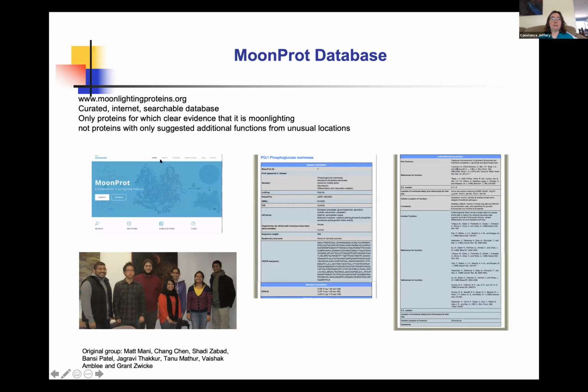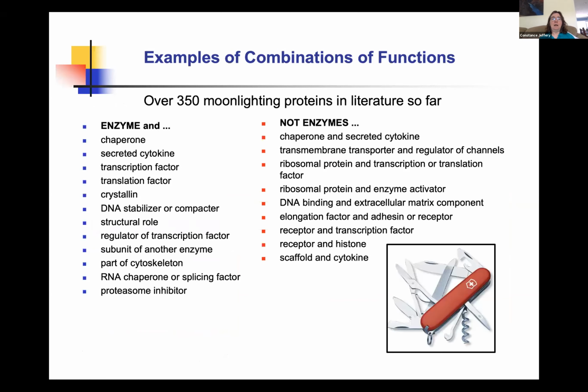On the database, you can search using the amino acid sequence or various names of the protein, and it'll bring you to a page like this where we have various names for the protein, sequence information, structural information, GO terms, and a clear description of the two or more different functions for that protein with additional information, including references where they showed that the protein has each of those functions. So in our database so far, we have over 350 moonlighting proteins, and they're very diverse.